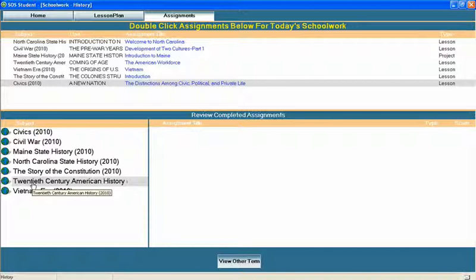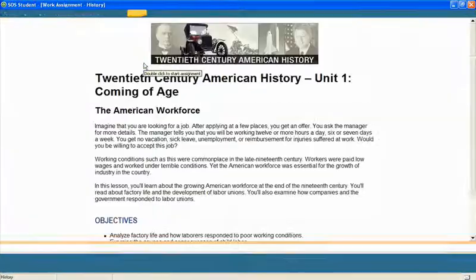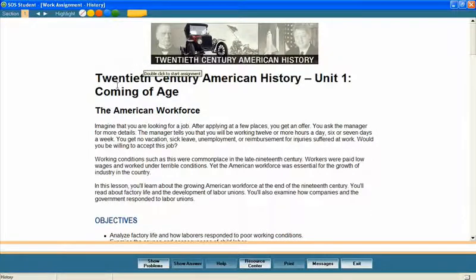Now let's take a look at a 20th century American history lesson to see how topics like these are covered. In a unit entitled Coming of Age, let's look at a lesson called The American Workforce.